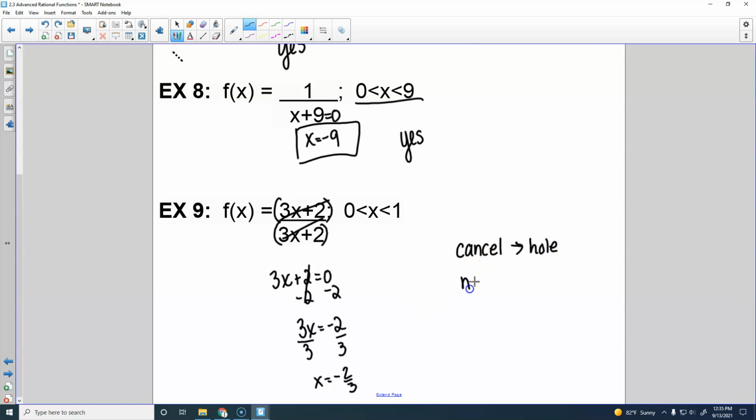If there's no canceling, that's when you have a vertical asymptote. So right here, we have a hole in the graph because those two factors canceled each other out. So we have a discontinuity at -2/3. Is this function continuous from 0 to 1? Yes. Because once again, that doesn't fall between 0 and 1. I should have made one that was over, but I didn't.